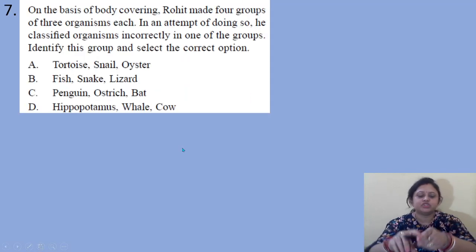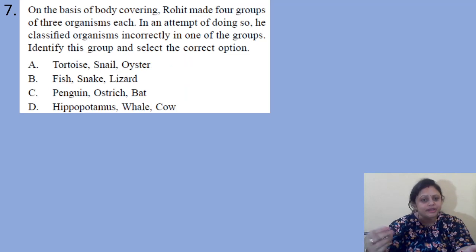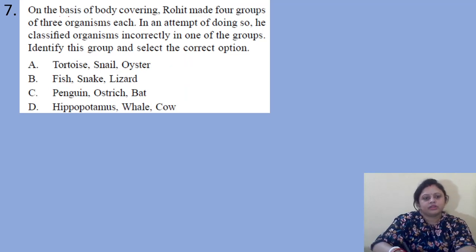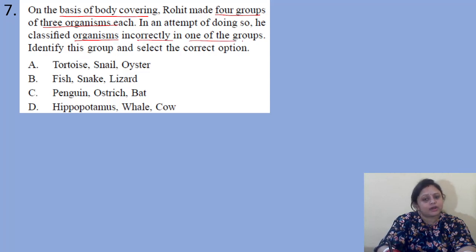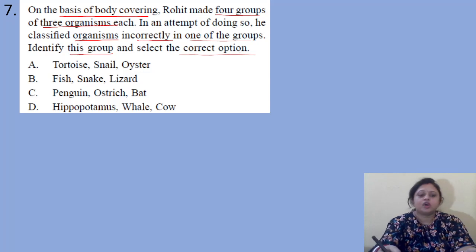Coming to the next question, on the basis of body covering, Rohit made 4 groups of 3 organisms each. In an attempt of doing so, he classified organisms incorrectly in one of the groups. Identify this group and select the correct option. Options are A. Tortoise, snail, oyster. B. Fish, snake, lizard. C. Penguin, ostrich, bat. D. Hippopotamus, whale and cow.